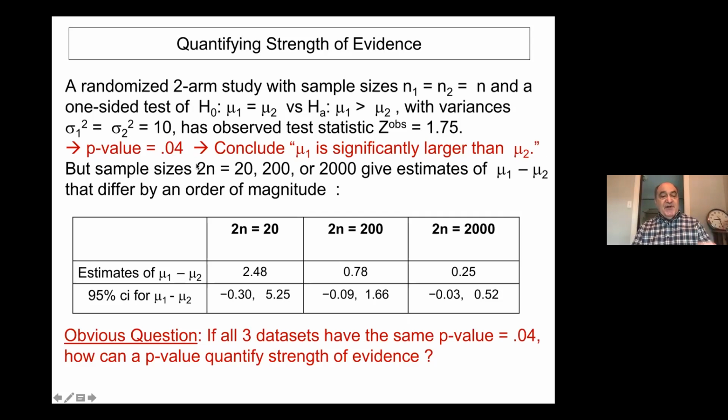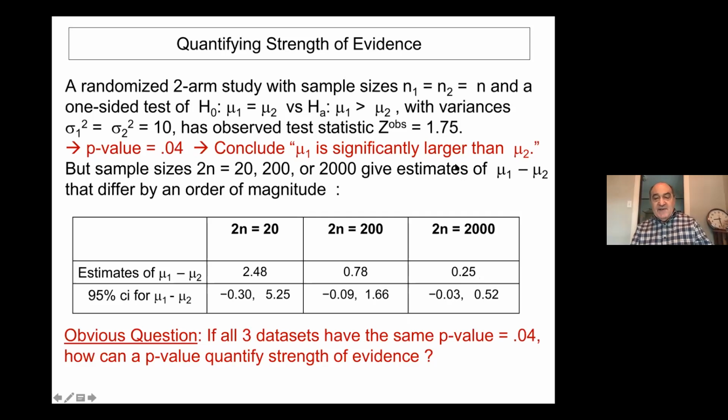But what I'm going to do in this toy example is vary the sample sizes. I'll say we've got a total sample size of 20, 10 in each arm, 200, 100 in each arm, or huge, 2,000, 1,000 in each arm. And I'm just going to look at the estimates of the difference, mu1 minus mu2, which is really what we're interested in. So if the total sample size is 20, then the estimate of the difference is 2.48. Here's the 95% confidence interval. If you move all the way up to 2,000, the estimate is 0.25. And here's the confidence interval.